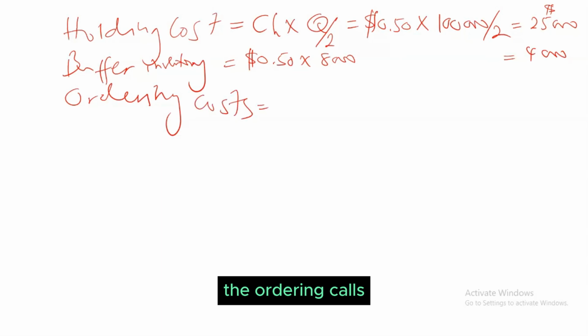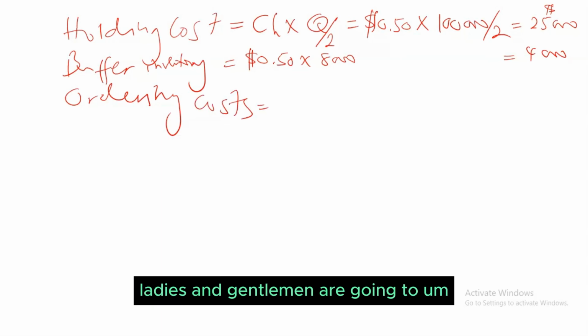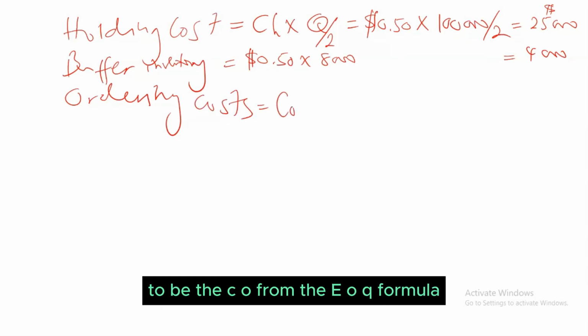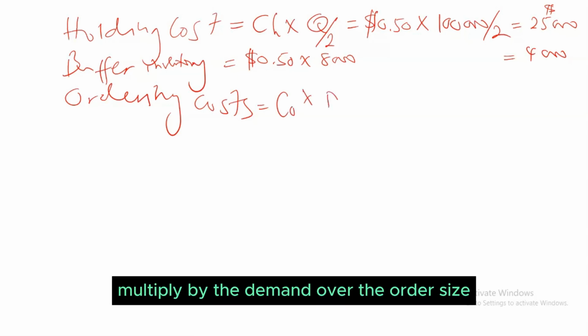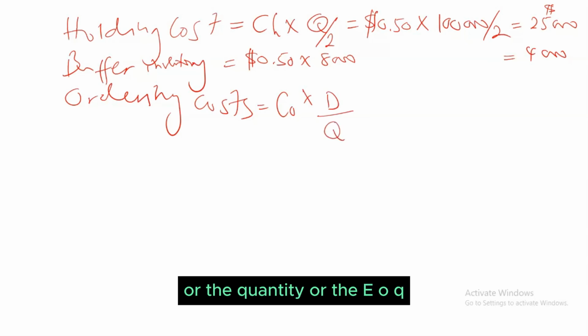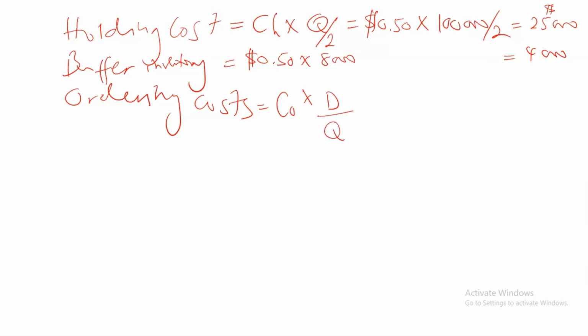And then we move on to the ordering costs. The ordering costs, ladies and gentlemen, are going to be the CO from the EOQ formula multiplied by the demand over the order size, or the quantity, or the EOQ. All right.